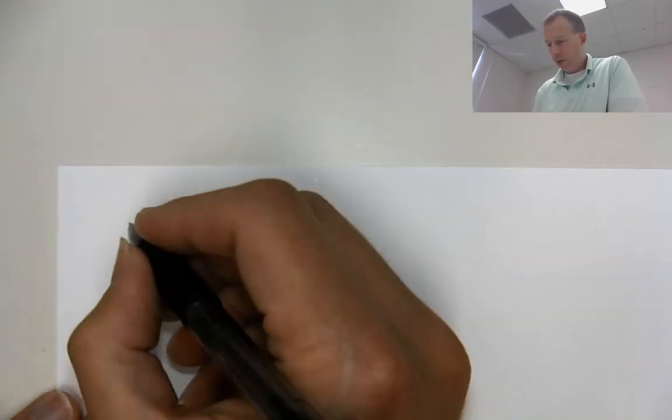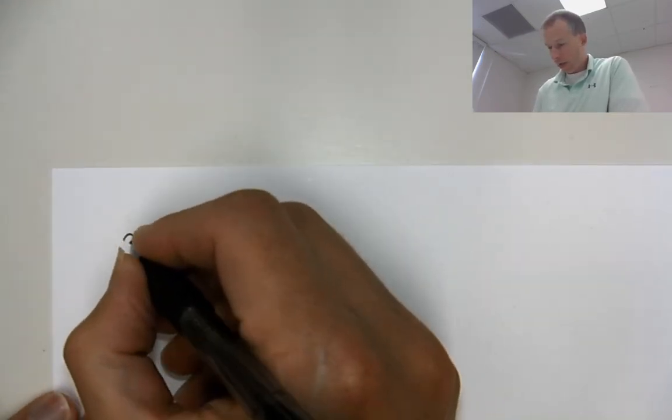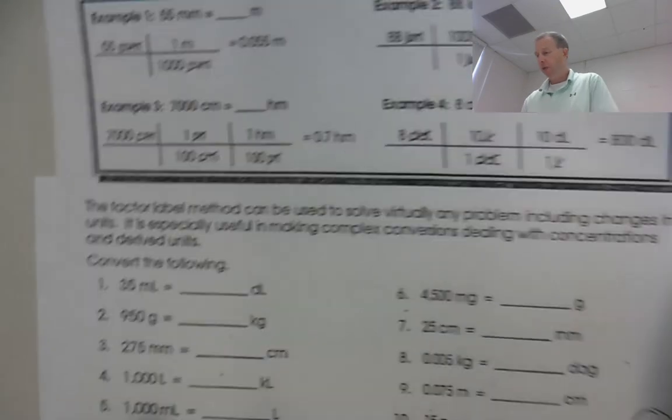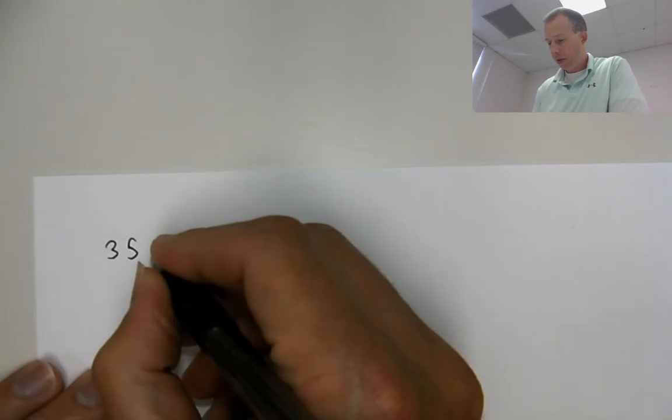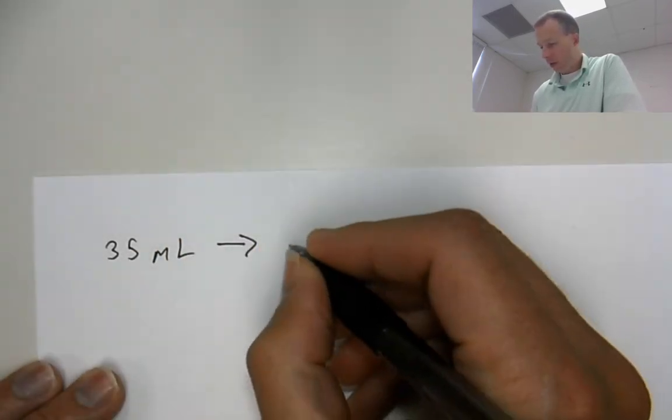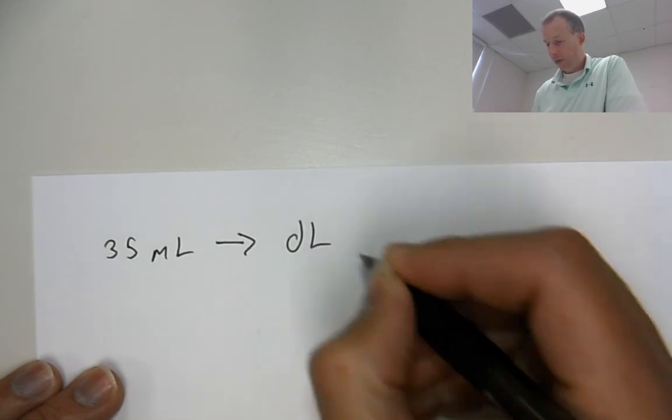I'm going to write it on a separate sheet, and I encourage you always to do this as well. I don't want it in this little space. I want to see the work. Obviously, you need to include all your units, all your values. Work must be included to receive credit. So you're going to convert milliliters to deciliters.